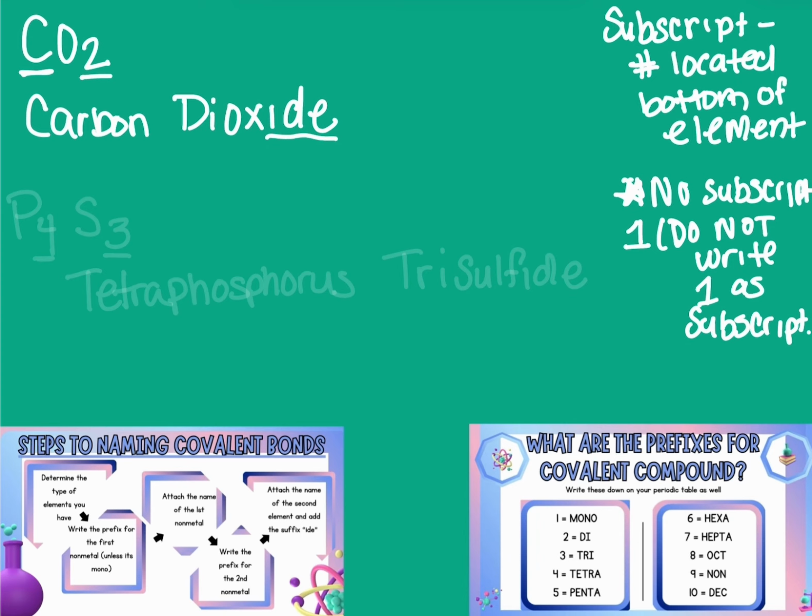So we have P4S3. I'm going to go on my periodic table and identify what element P is. The element P on the periodic table is phosphorus. And when I look next to it, the number that's next to it, which is called the subscript, is 4. My prefix for 4 is tetra. So I'm going to write tetra first, and then I'm going to write out phosphorus. So I have tetraphosphorus.